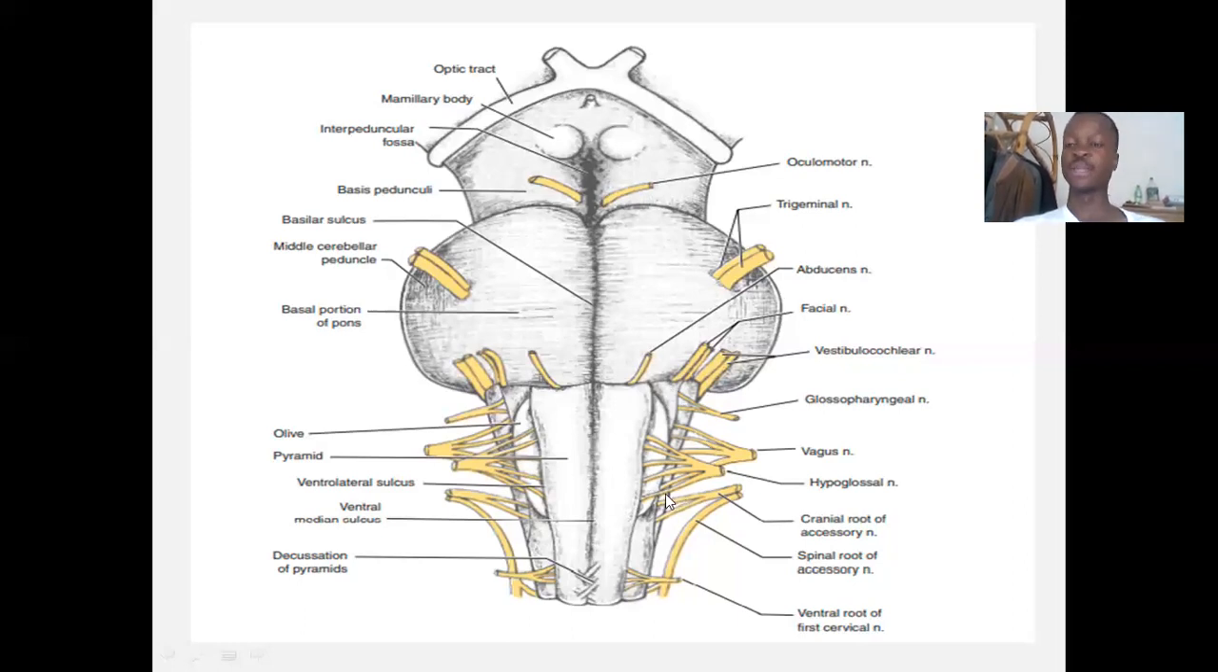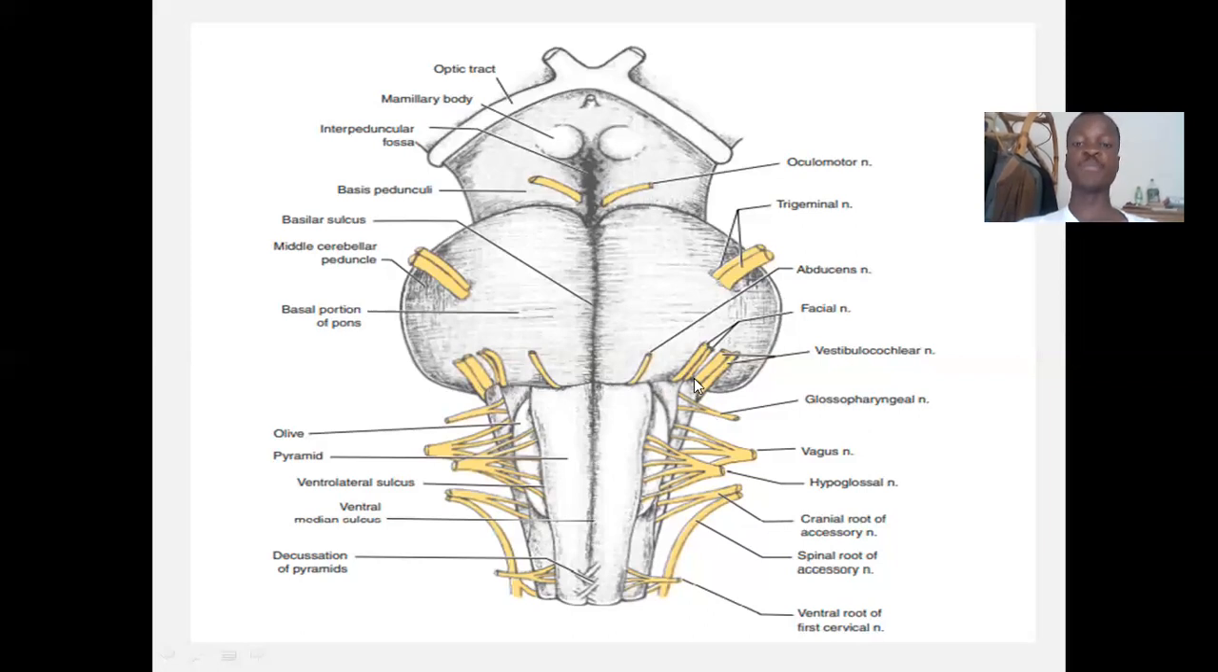Because remember, the spinal root will actually be coming from C1 to C5 spinal cord segments. And it's going to pass through the foramen magnum to come and join the cranial root to form the accessory nerve itself before it actually exits the skull in your jugular foramen, together with, of course, the 9th and the 10th cranial nerves, right? Then this is your pontomedullary sulcus, which is the rostral-most limit of the medulla.